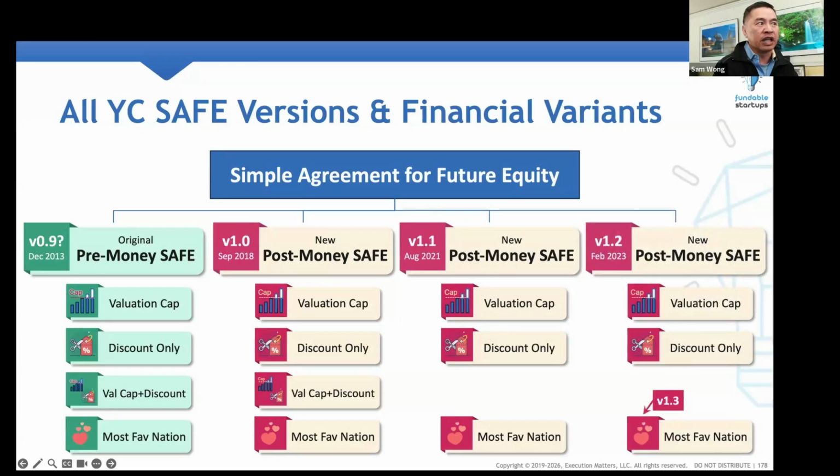Then version 1.2 came up. They made a couple of other legal changes. The val cap and discount is still no longer available. And then they also snuck in a little revision to the most favored nation version of the safe, and they called that version 1.3. So we have version 0.9 through 1.3.